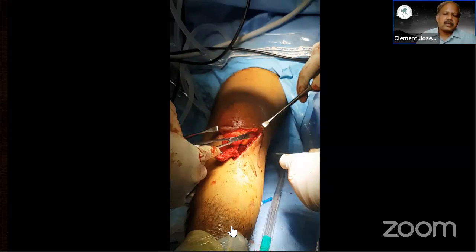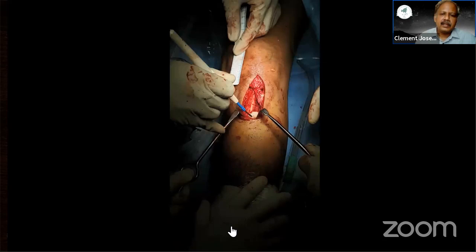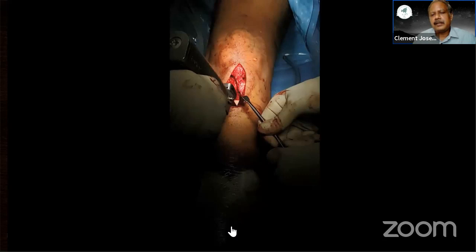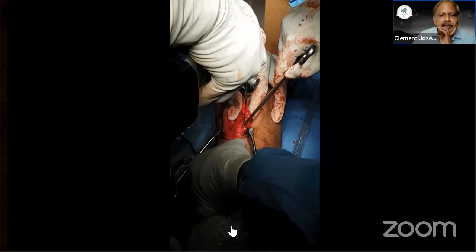Because you are going to bring it down, it's important to release the tibial tuberosity medially and laterally. And these are the cuts for distalization here. As you can see, 8 to 9 millimeters of bone is removed from the tibia, and the tibial tuberosity is brought down and fixed on the bed with a K-wire.